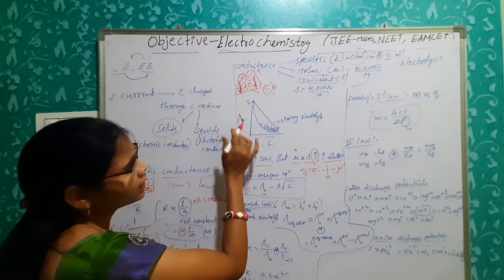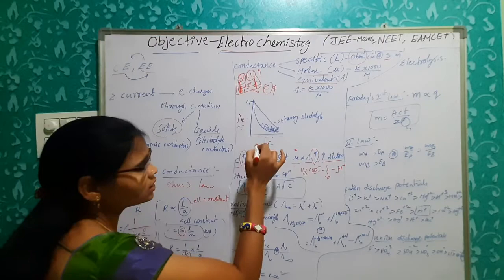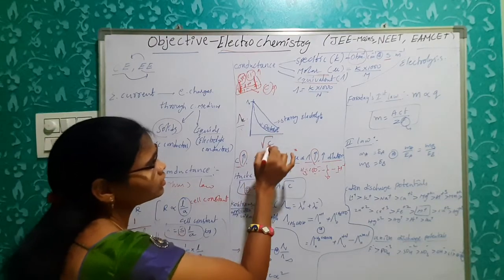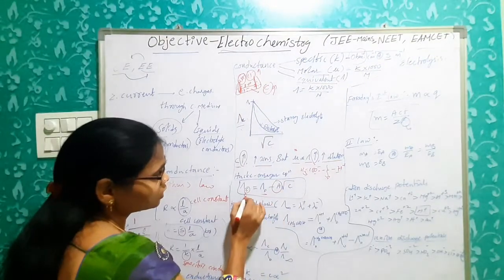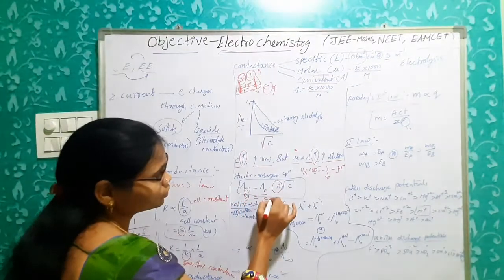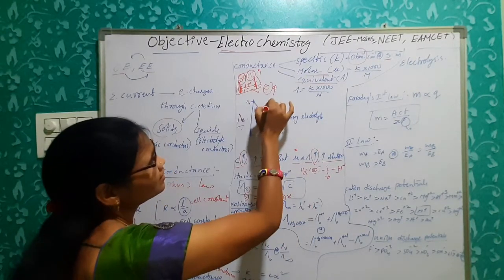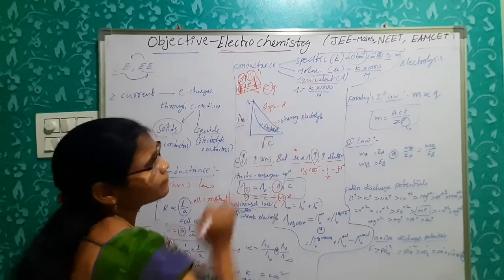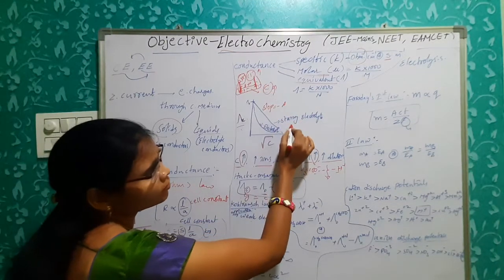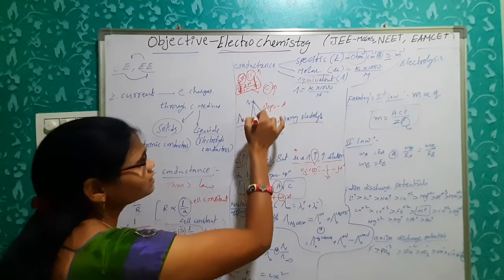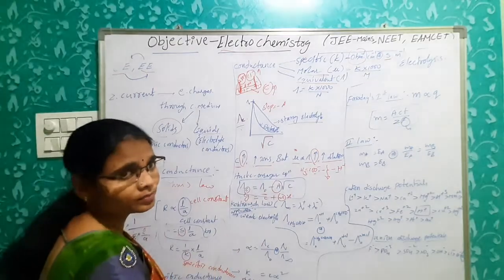So equivalent conductance at a given concentration versus the square root of concentration. We'll get a straight line with a negative slope. So this is simply y = mx + c, no? The slope is minus a. Okay, so we'll get a straight line with negative slope for a strong electrolyte. For weak electrolytes, gradually a parabola-like curve.